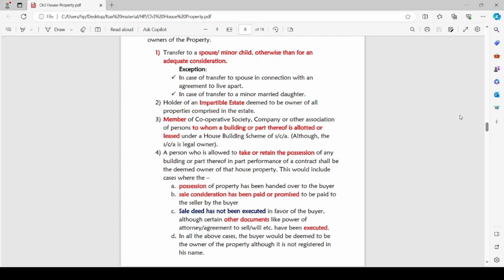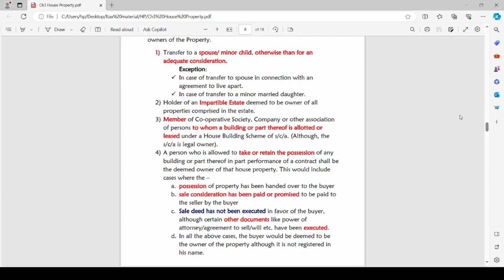Exceptions. For this case, there are 2 exceptions. In case of transfer to spouse, in connection with an agreement to live apart, the couple has been staying apart, they are in an agreement to live apart, and now the assessee is transferring the property to his spouse for inadequate consideration. In such a case, not the assessee but the spouse will be the owner of the property. As per the paper, the spouse is the legal owner of the property, and also for tax purposes, the spouse will be the owner of the property in case of agreement to live apart, and the transfer has taken place for inadequate consideration.